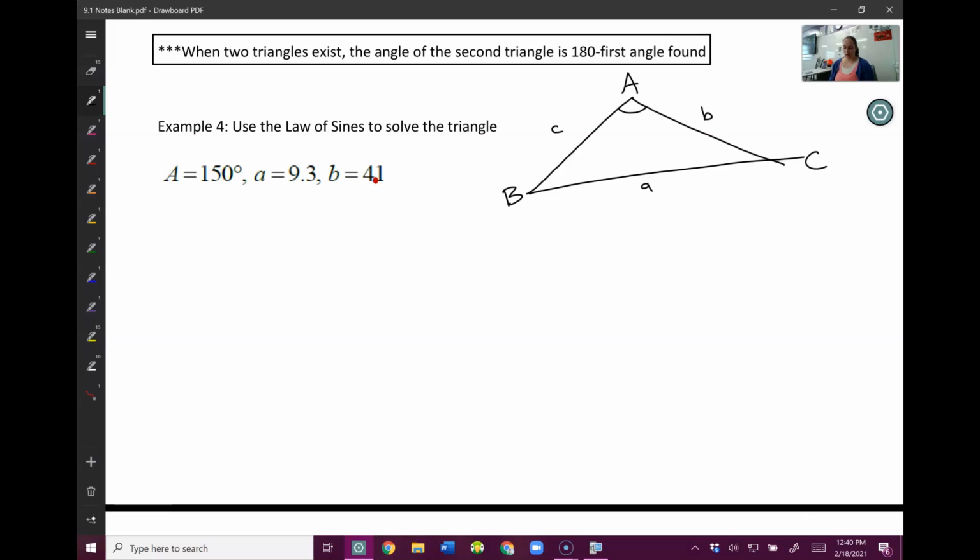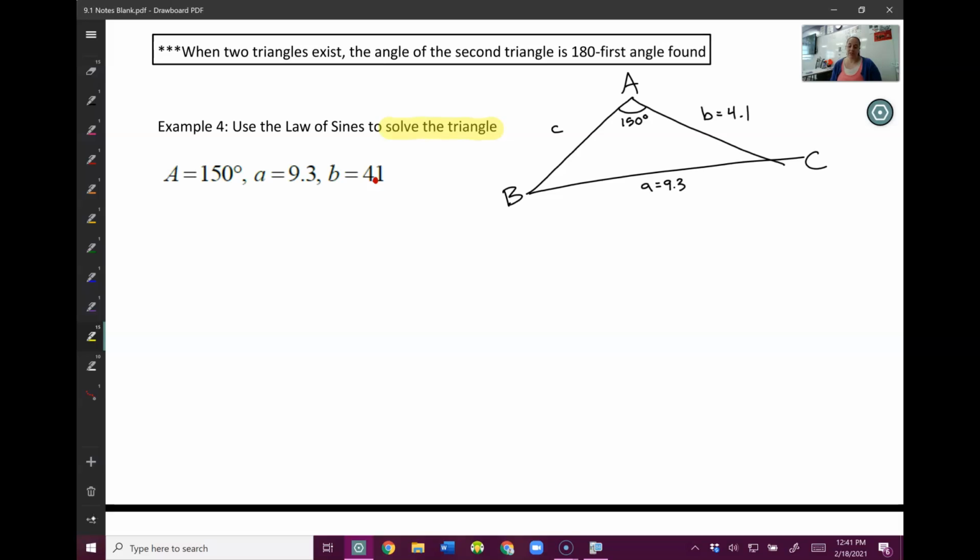Now I know that big A is 150 degrees. I know that little a is 9.3. And I know that little b, by the way, that's a typo in your notes, that should be 4.1. So little b is going to be 4.1. And I need to, and this is important, solve the triangle.